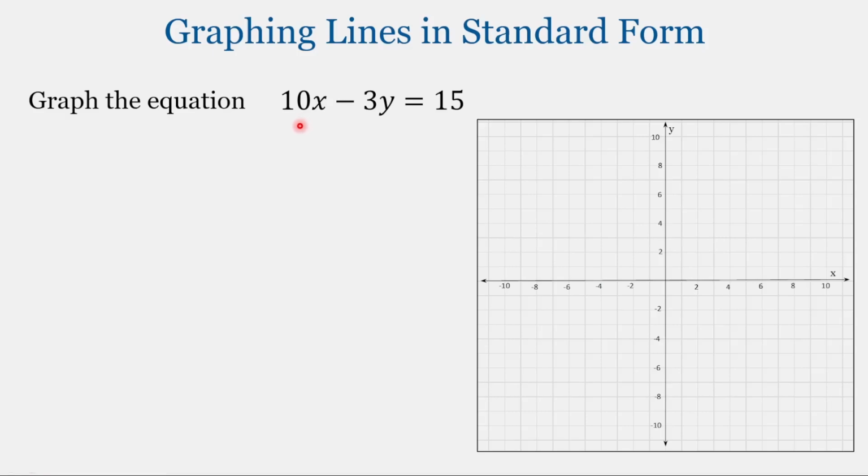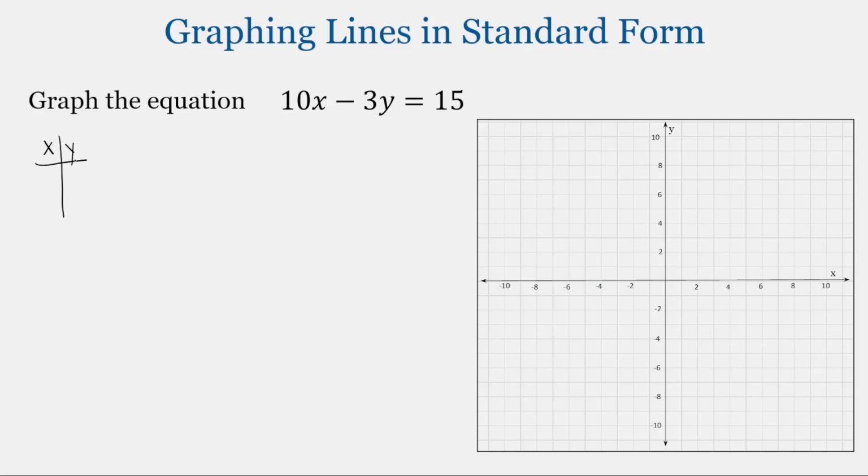Let's try another. We have the equation 10x minus 3y equal to 15. And our goal is to graph this line, and we're going to do this by finding the x and y intercept. So I'm going to start by creating that table.